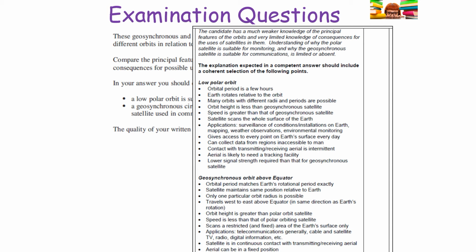So you would need to have a tracking facility involved, but the positive would be you would need a lower signal strength than that of a geosynchronous orbit because it's closer to the surface of the Earth. Now, what do you know about a geosynchronous orbit above the equator?